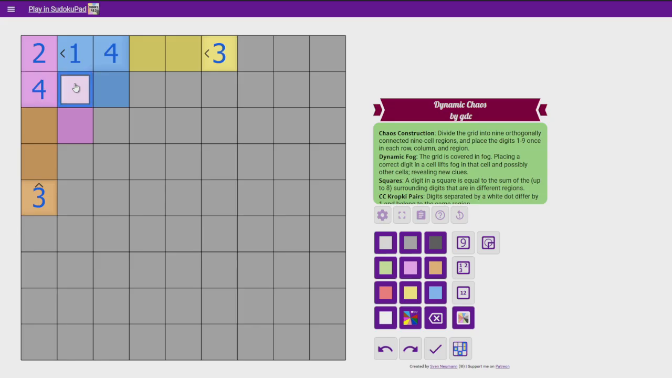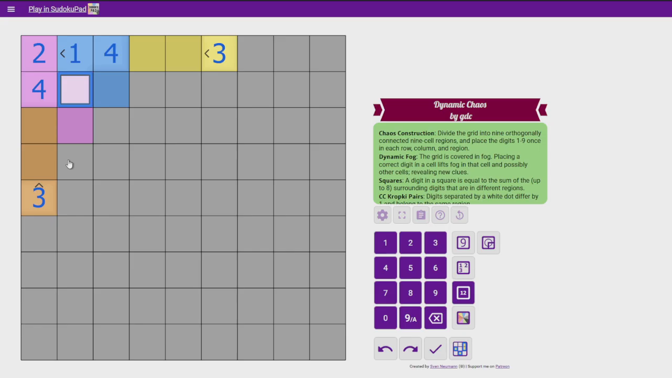Okay, yeah. So I'm thinking about what this digit can be. Because this is at least a 2. Can this be a 1? It could. It's not on this. It doesn't see that one. So this is at least a 1. This is at least a 2. So this is at least a 3.